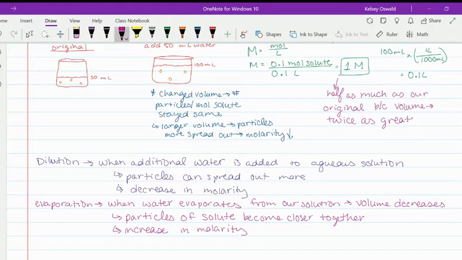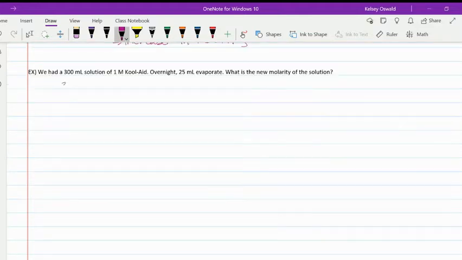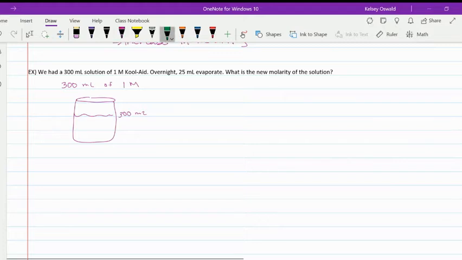Let's go ahead and look at an example where we have evaporation. We had a 300 milliliter solution of 1 molar Kool-Aid. We had our solution, it's at 300 milliliters, and we have however many particles. There's 300 milliliters of that 1 molar solution.